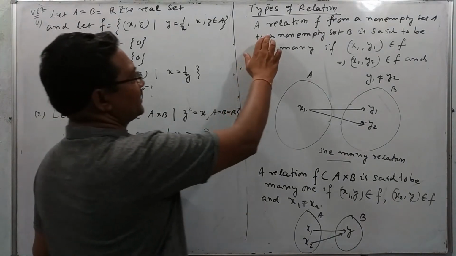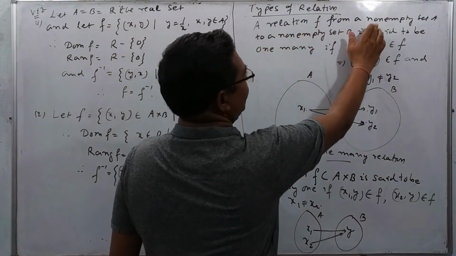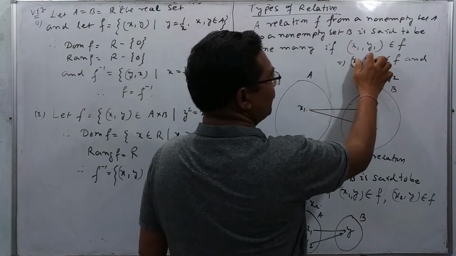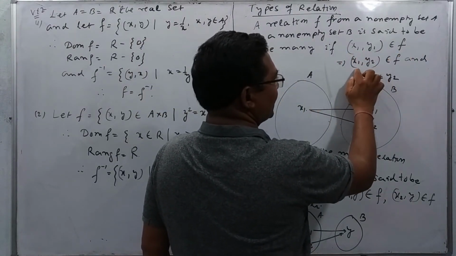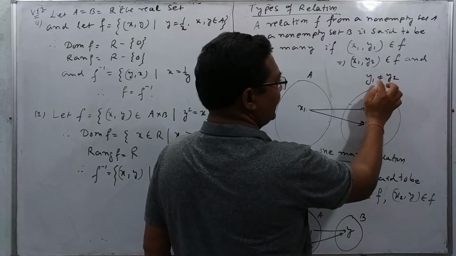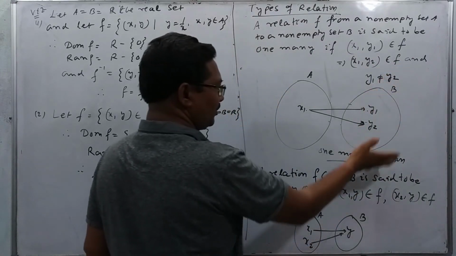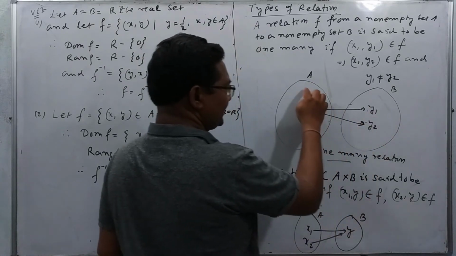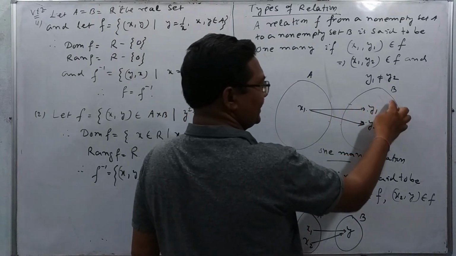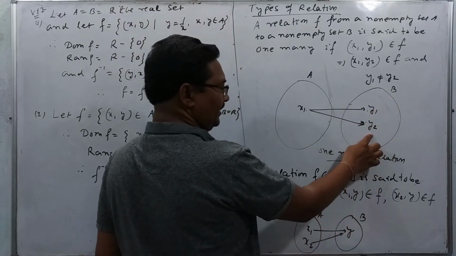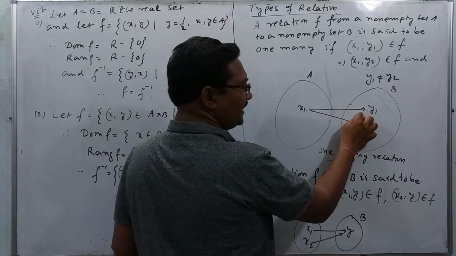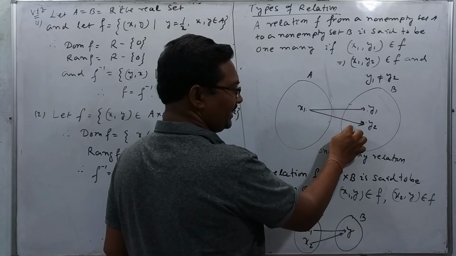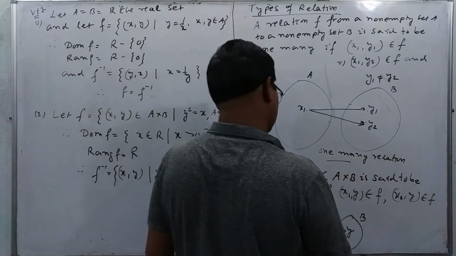Come to the types of relation. A relation F from a non-empty set A to a non-empty set B is said to be one-many if (x1,y1) is an element of F, (x1,y2) is an element of F, and y1 is not equal to y2. Come to the Venn diagram. Let this be the set A and this the set B. Set A contains the element x1, and set B has the elements y1 and y2. So x1 is related to y1, described by a line, and x1 is related to y2, described by a line. So it is a one-many relation.